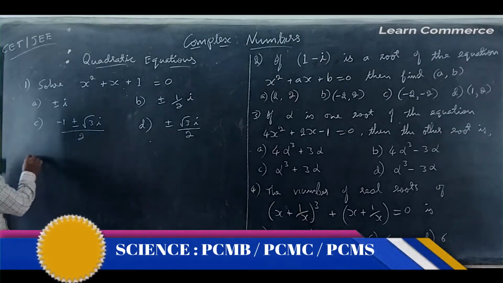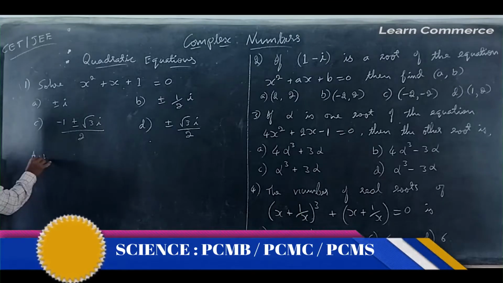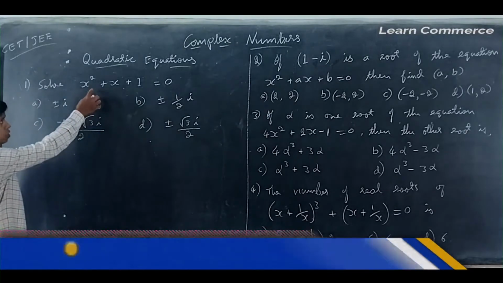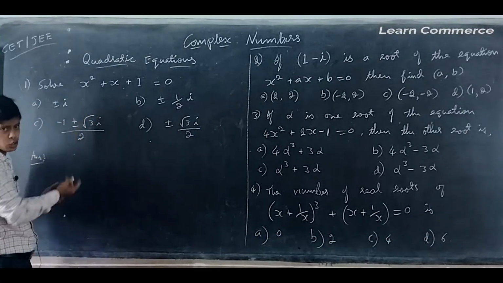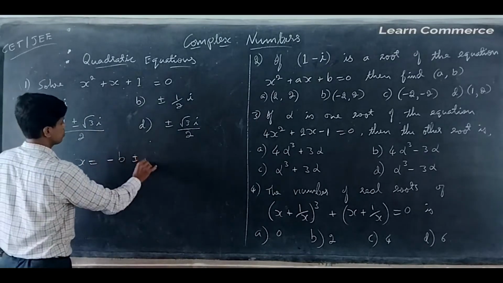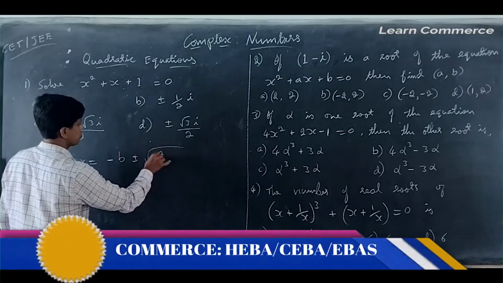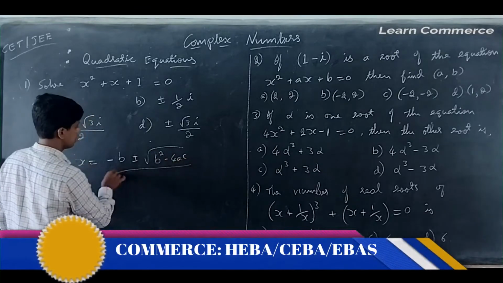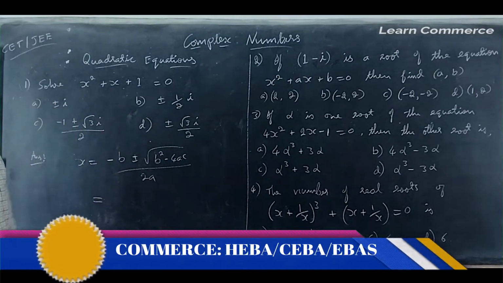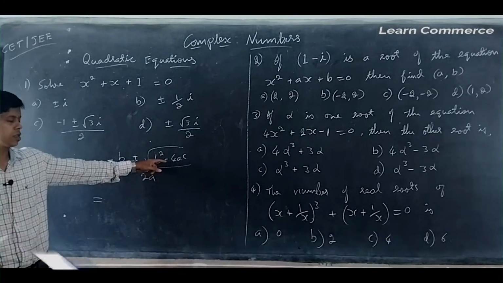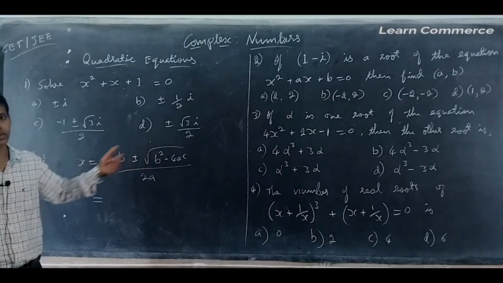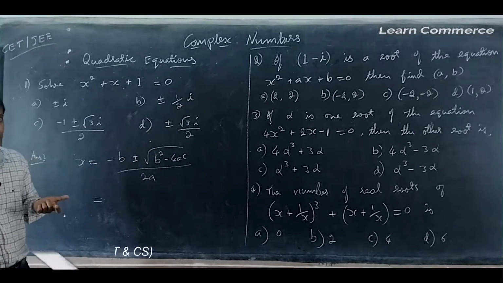What is the formula to find the solutions, or the roots, or the values of x? So x is equal to minus b plus or minus square root of b square minus 4ac, divided by 2a. That's the formula you must use, and if at all you get a negative quantity here, you must express that in terms of iota, complex.